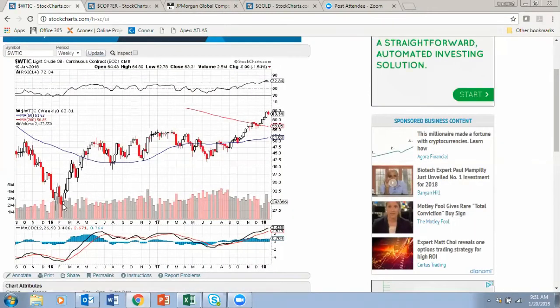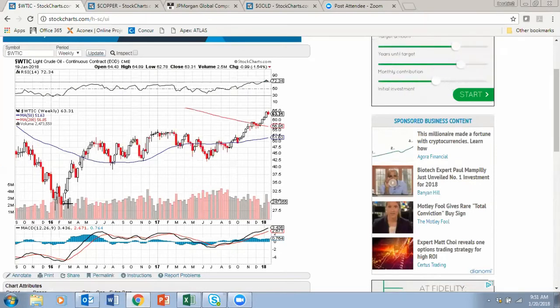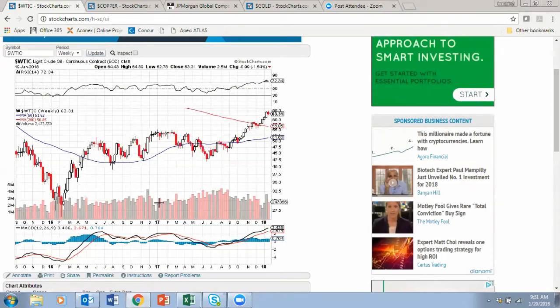I mean, we were down in 2016. I'm only going back to 2016. We were under $30 a barrel. Now we're up to 60, and this is 18 months. I don't know, 2 years maybe. Okay, it's 2 years. So we're a little bit overbought here. So I expect the price of oil to pull back in.